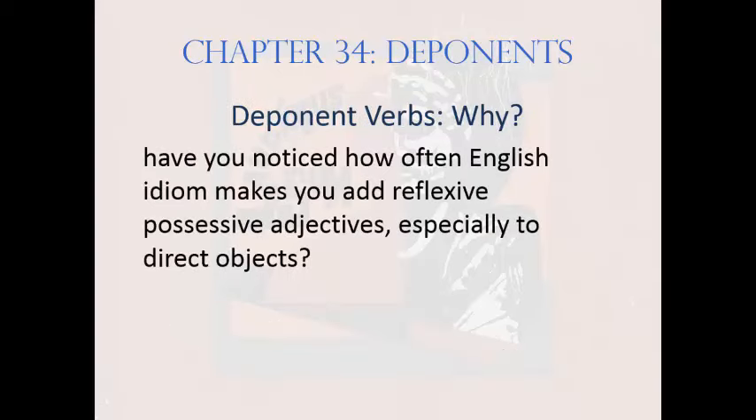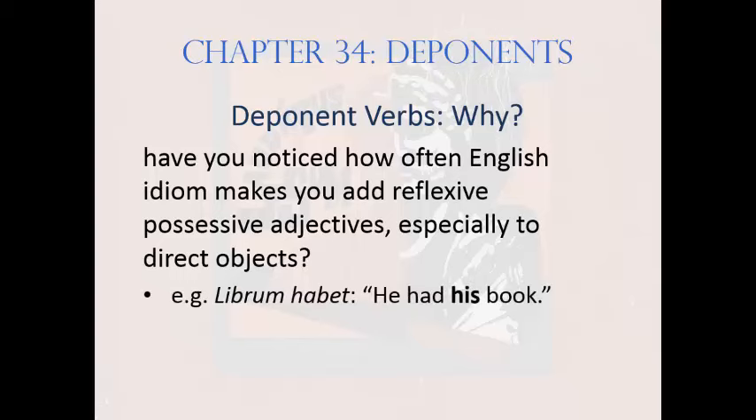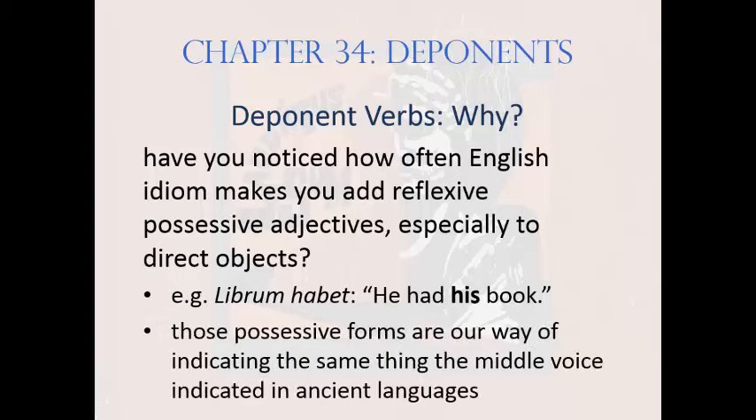Remember how since almost day one, we've been adding "his" or "her" or "our" to direct objects in order to make natural-sounding English. Literal Latin, "he has book," just sounds so Russian. "He has his book" is much more natural English. The "his" shows his deep interest in the ownership of the book. The middle voice does the same thing. And that's what deponents most likely are.